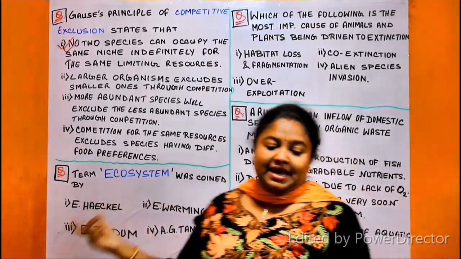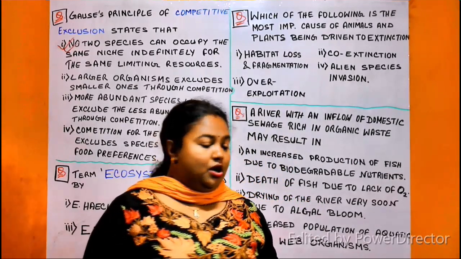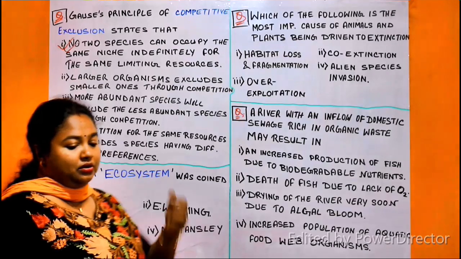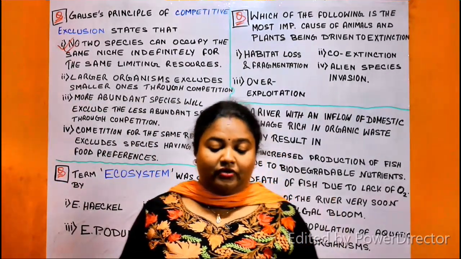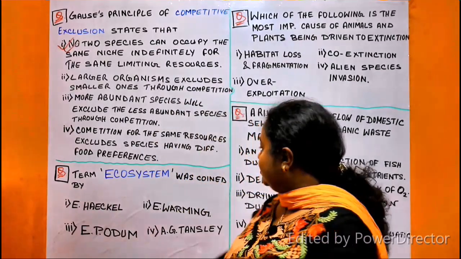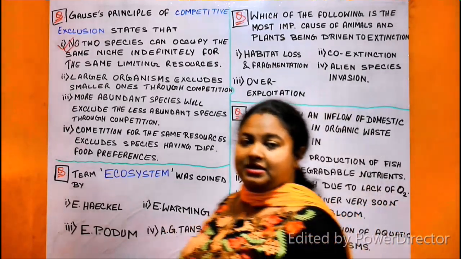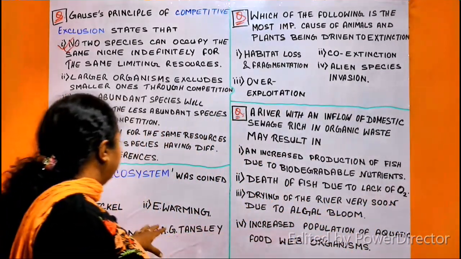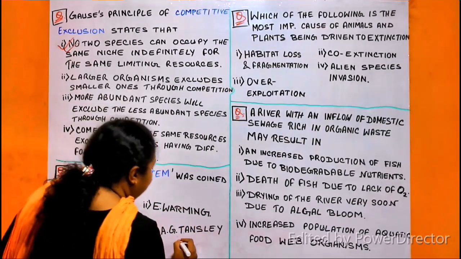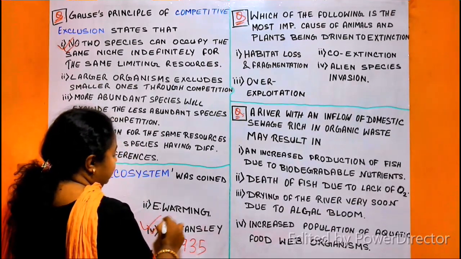E. Warming has written a textbook on ecology. E.P. Odum is also a writer, of Fundamentals of Ecology in 1953. And A.G. Tansley is the one who coined the term ecosystem in 1935. So the correct answer is A.G. Tansley.